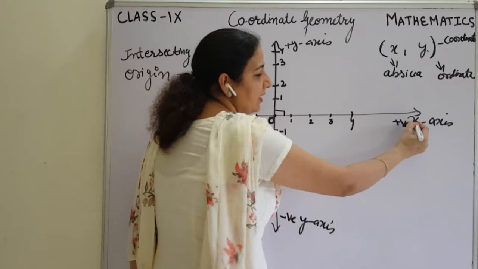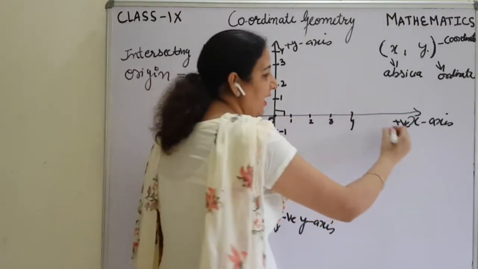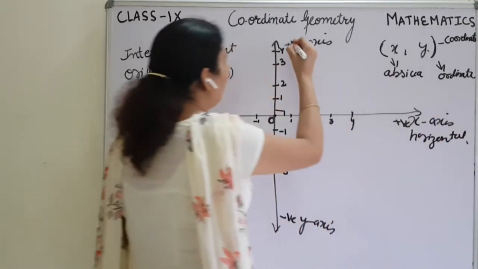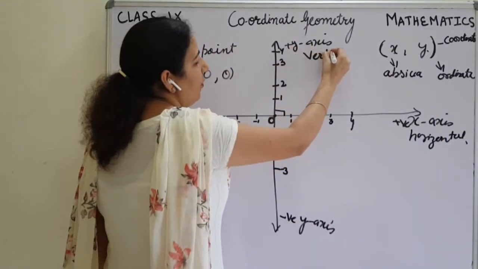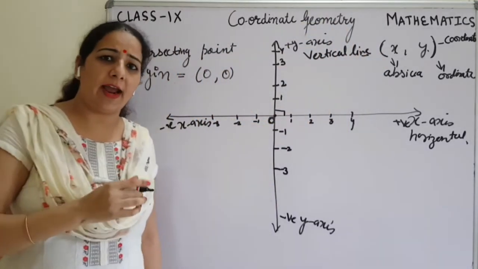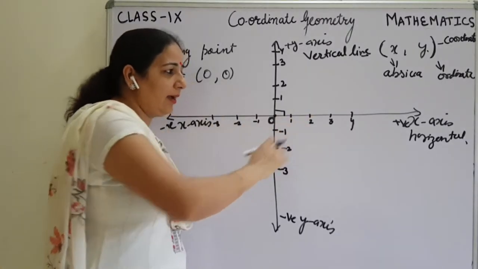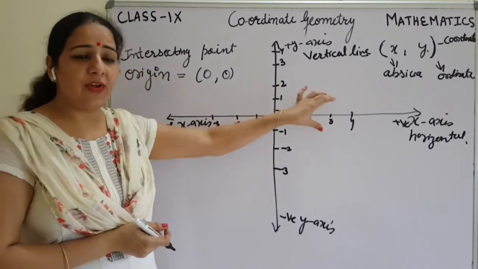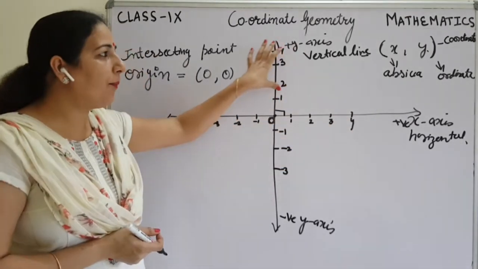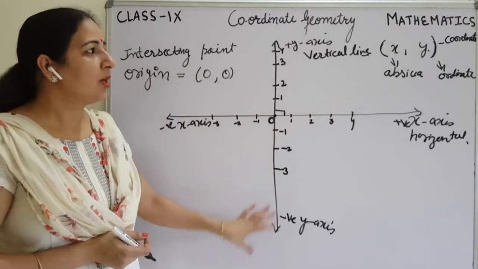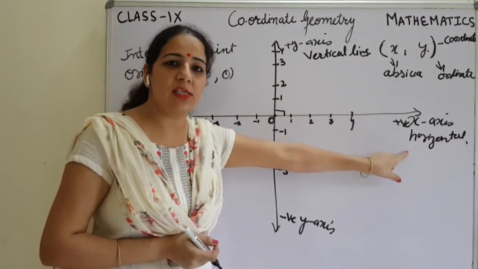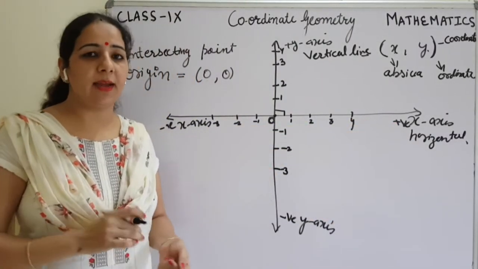And the other name of the x-axis, we can say this is the horizontal line, and this is the vertical line. We all know that the standing line is known as the vertical line and the line that is parallel to the surface is known as the horizontal line. Landscape means horizontal and portrait form means vertical line. So the other name of the y-axis is vertical line and the other name of the x-axis is horizontal line. I think I am clear to you.